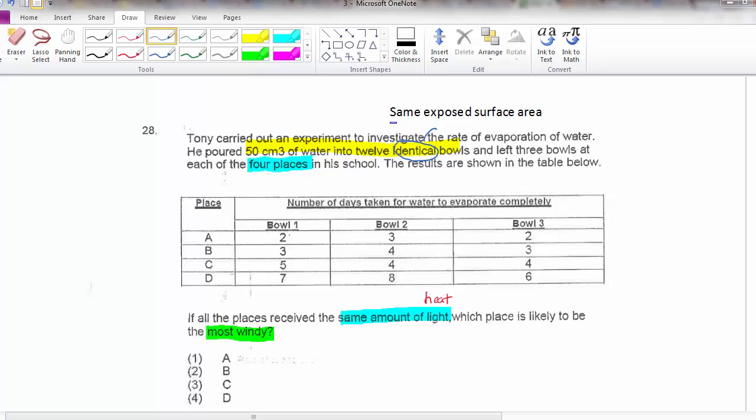So which is the one that evaporates the fastest? If you look here, A, bowl 1 is 2, 3, and 2. B, bowl 1 is 3, bowl 2 is 4, 3. So A is the one where the numbers are the least. It takes the least number of days to evaporate completely. That means it's the fastest. So the answer is 1.